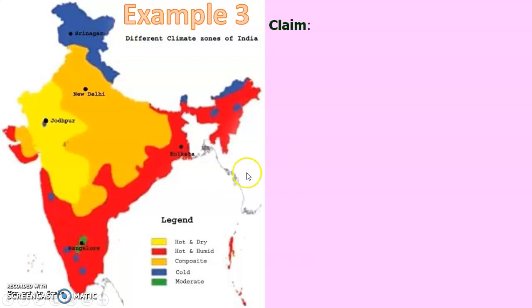Now, for our claim, we don't want to say that the red shows hot and humid areas, or that the humid area is because it's close to the ocean. Of course it's humid because it's close to the ocean. Humidity is water in the air. So that would be a fact as opposed to a claim.